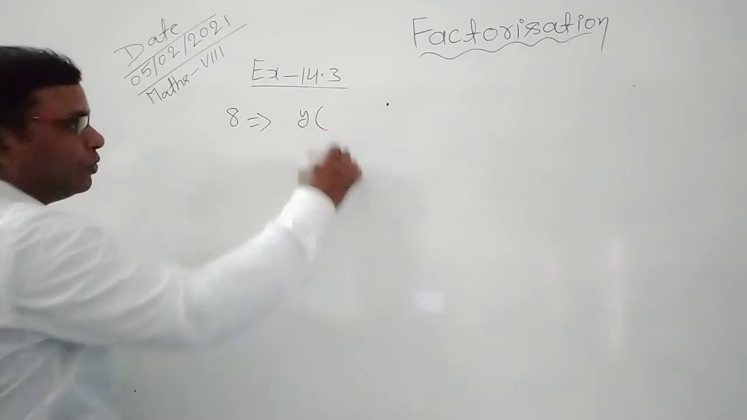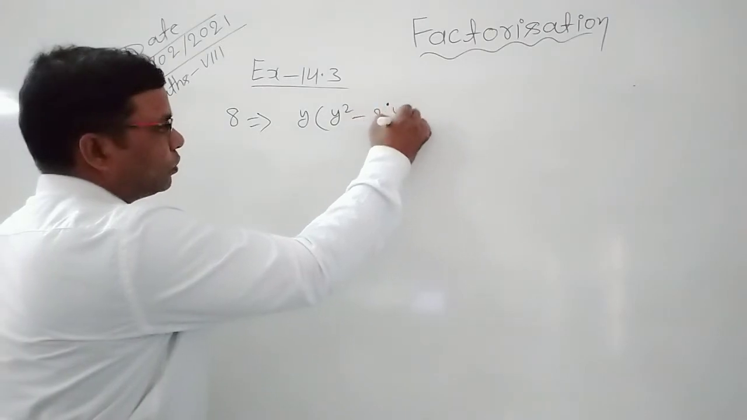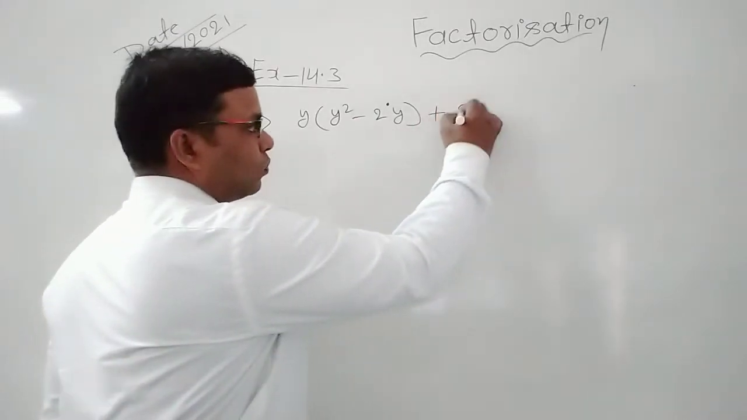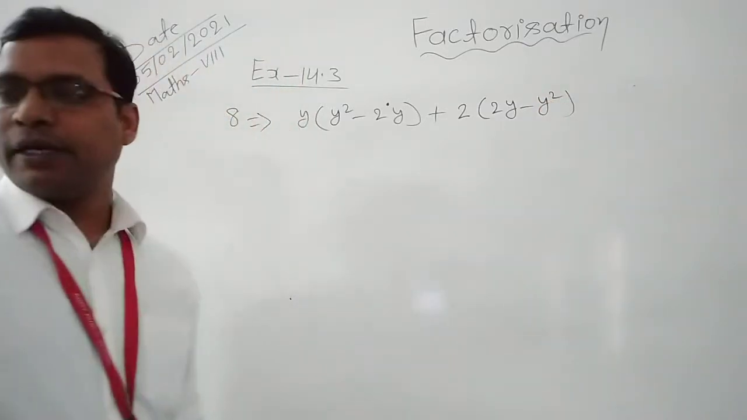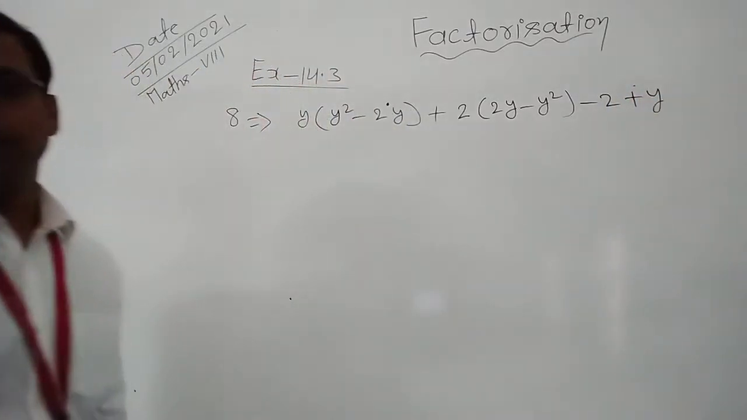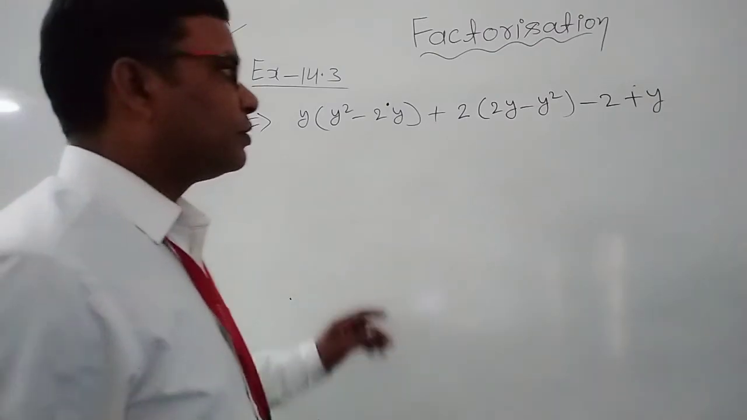Here y into y square minus 2y plus 2 into 2y minus y square, and the next minus 2y plus y. This is an algebraic expression. This is given. We need to find its factorization. y into y square minus 2y plus 2 into 2 minus y square minus 2 plus y. Okay. So students, you can see here.